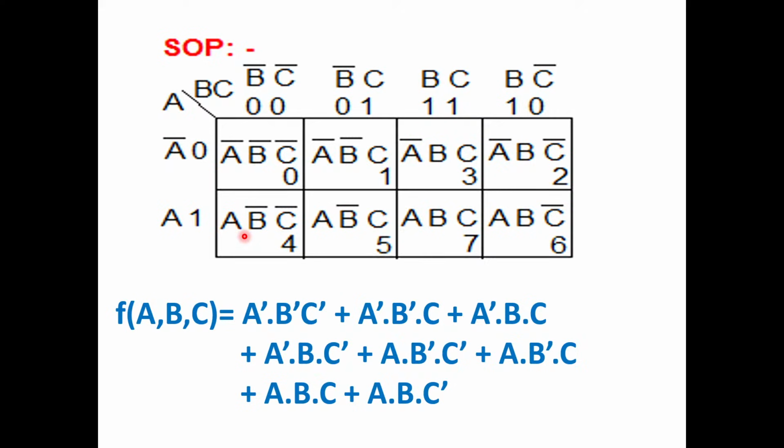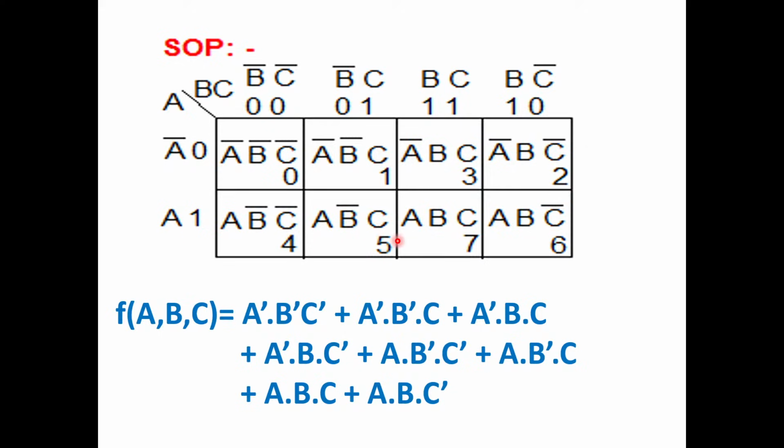Similarly, go to the next box number. What is it? Whose number is 4. So look at the left. A is there. A, top, B bar, C bar. Next, for the square box number 5. So what is it? A, left side A, top, B bar, C.